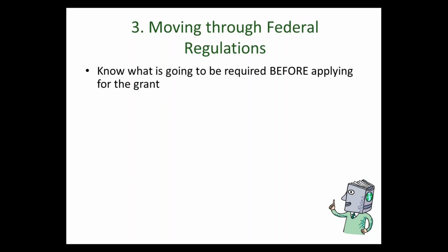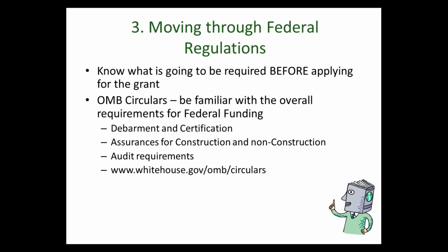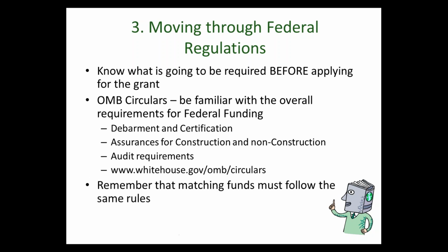Okay, our third topic, moving through federal regulation. This is something you need to be familiar with before you apply for the grant because you need to know what is going to be required of you. The OMB circulars are an important place to look. This is what provides the overall rules for all federal funding, no matter what federal agency you are receiving funding from. And 2 CFR 200 is going to be the important place for you to look and learn about.